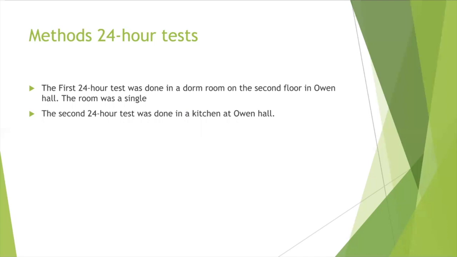And then the second 24-hour test was done in a kitchen at Owen Hall, how they have the kitchens for the students to go in and cook for themselves. It was placed next to a fridge and left for 24 hours. So throughout the day, various people could come cook. They could open the fridge, close the fridge. Masks do not have to be worn in that area, so that can cause CO2 concentration to go up. That's how the second 24-hour test was done.